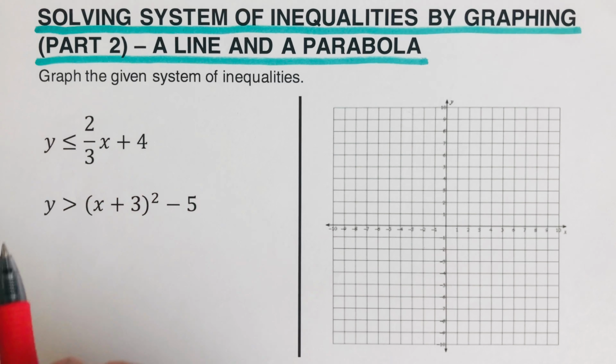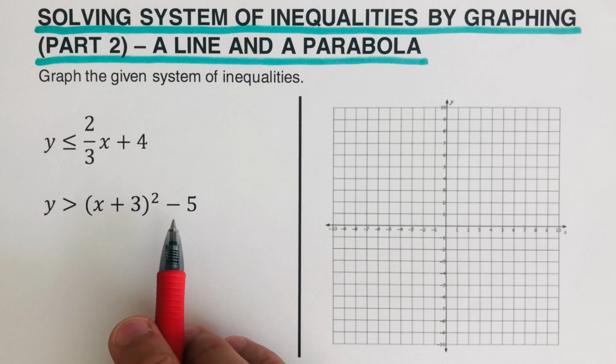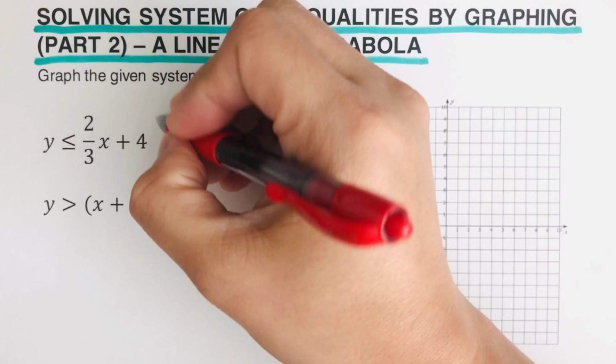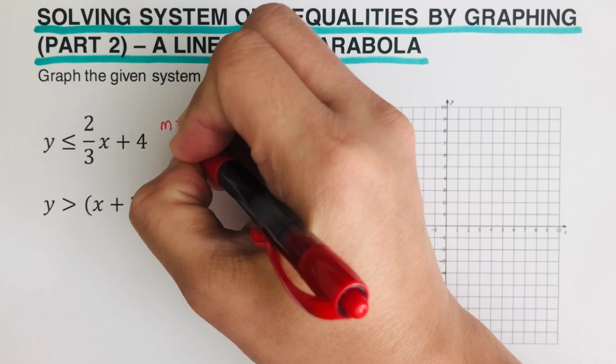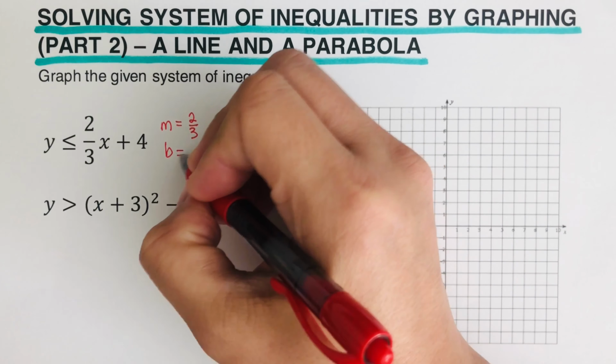So this is a line. And the other one is y is greater than (x + 3) squared minus 5. So we're going to graph the first one here. We determine the slope for this. So our m is 2 over 3, and then our b is 4.